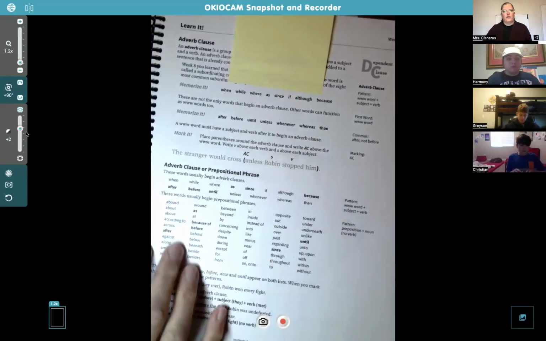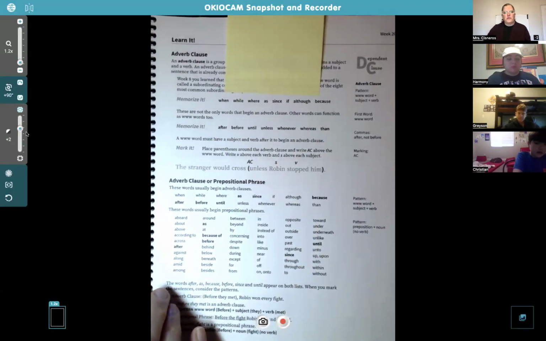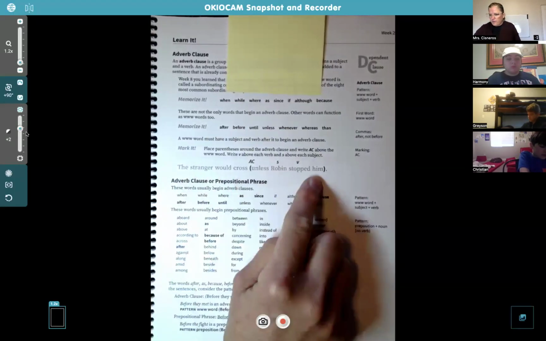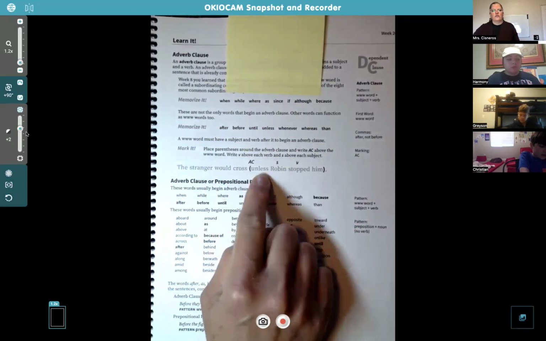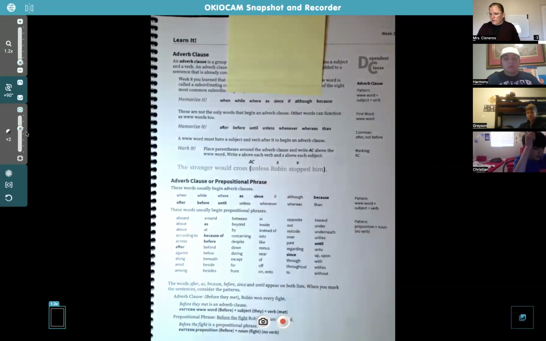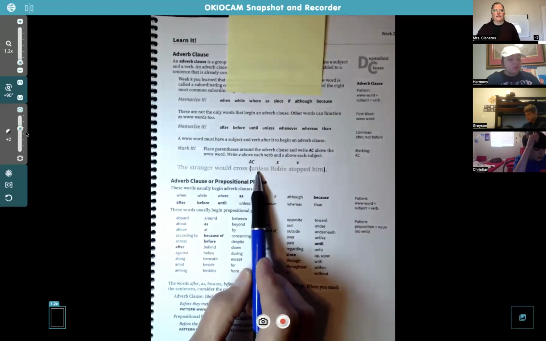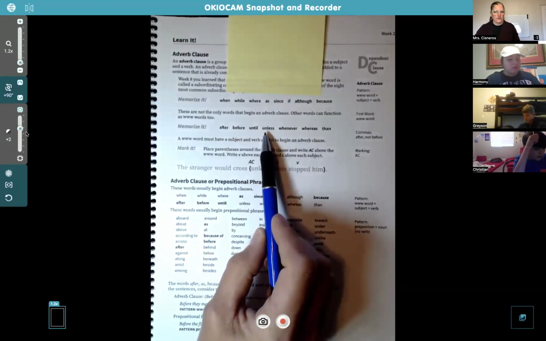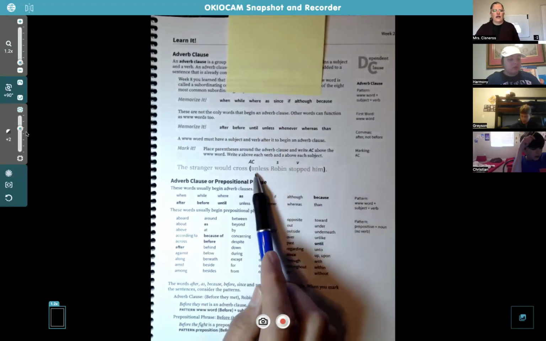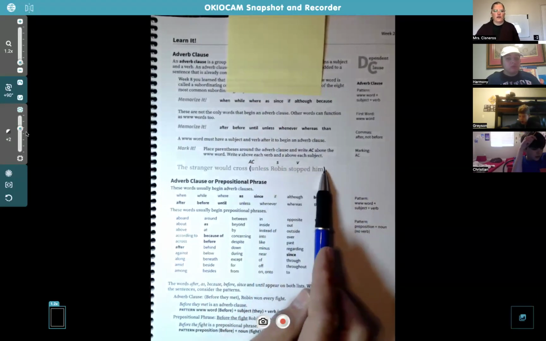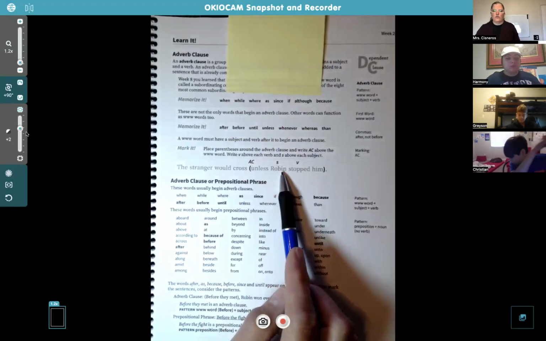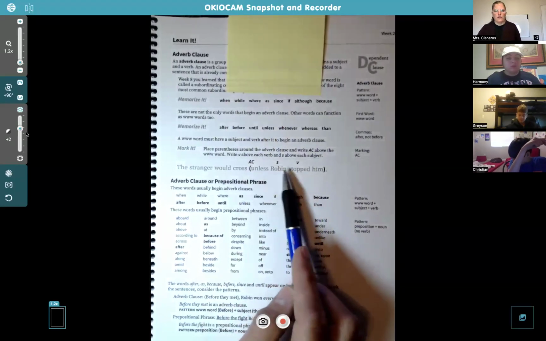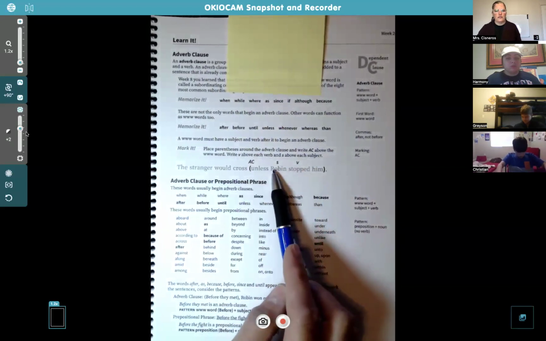You're still going to mark it with parentheses like we normally do for an adverb clause, and you're going to write AC, which stands for adverb clause. So look at the example in the middle of your page right here. It says the stranger would cross unless Robin stopped him. So notice the word unless is one of our new adverb clause words now here. Okay, so unless is going to tell us this is the beginning of the adverb clause and it's going to go all the way to the end of the sentence. You're still going to label it AC. And remember, clauses have a subject verb pair inside. So Robin and stopped, that's the subject verb pair here.